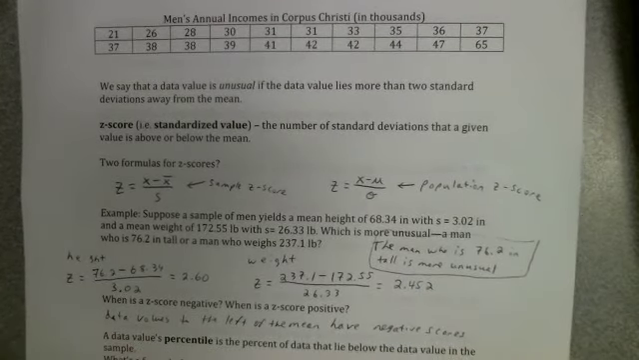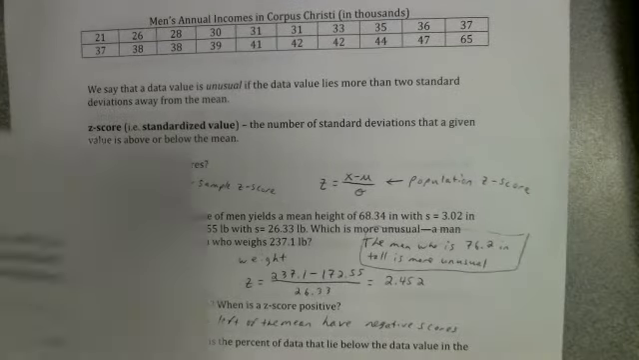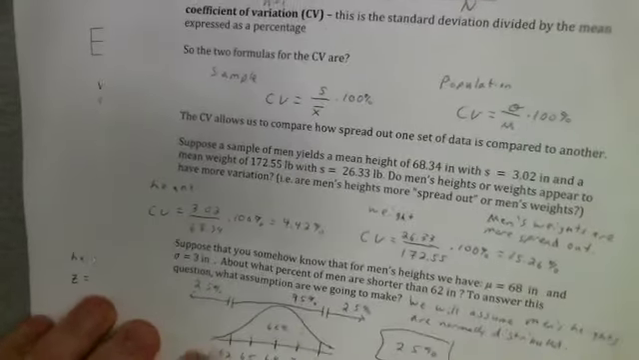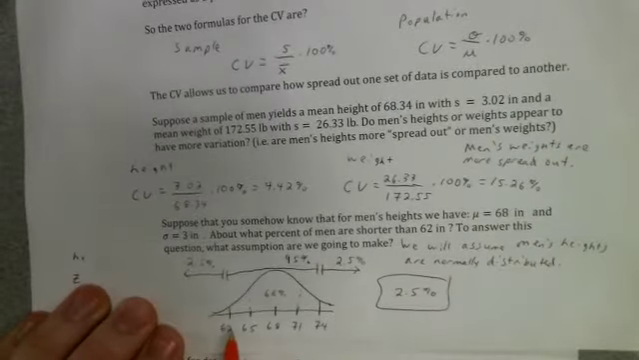So in the problem we worked before, we would say that the man who is 62 inches tall, we said he lies 2 standard deviations to the left of the mean. Well, we would say his z-score then is -2.